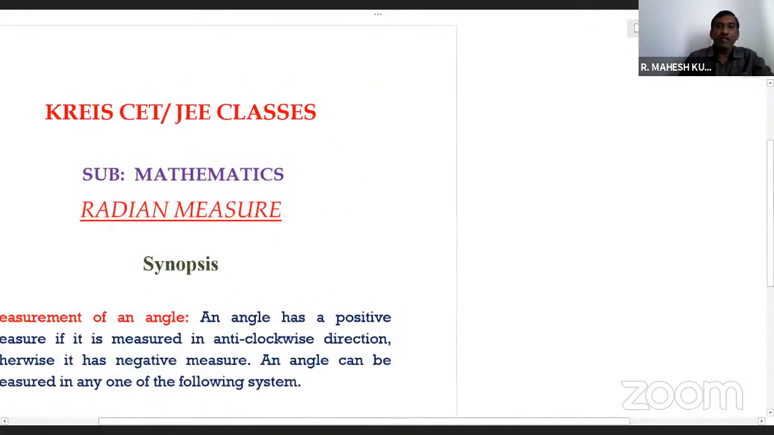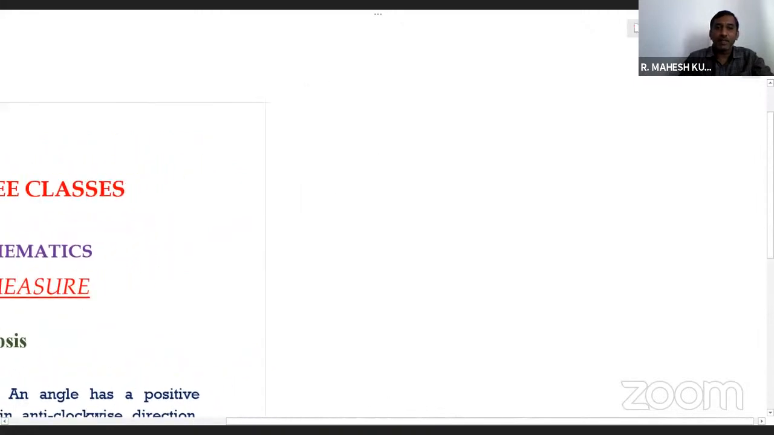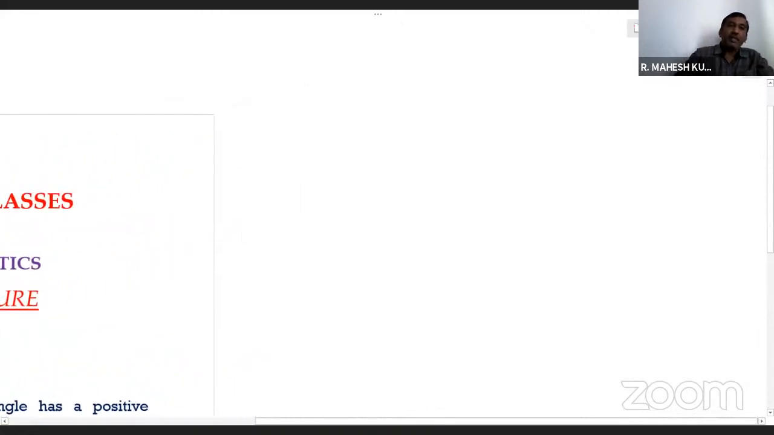So before I go to this particular unit, let me tell you what is the meaning of an angle. So how to form an angle, right? So let us see how to form an angle. Just a minute, I will share this back to you.